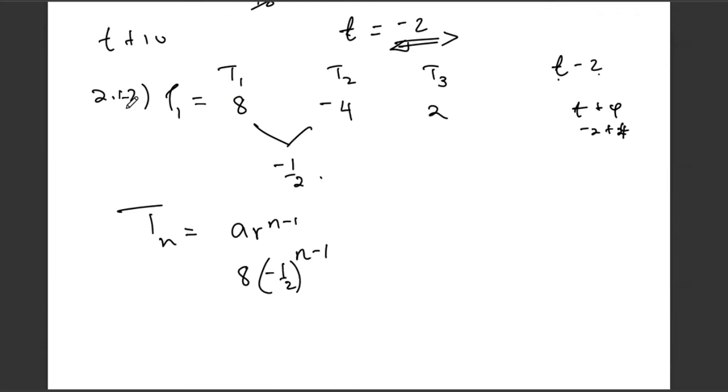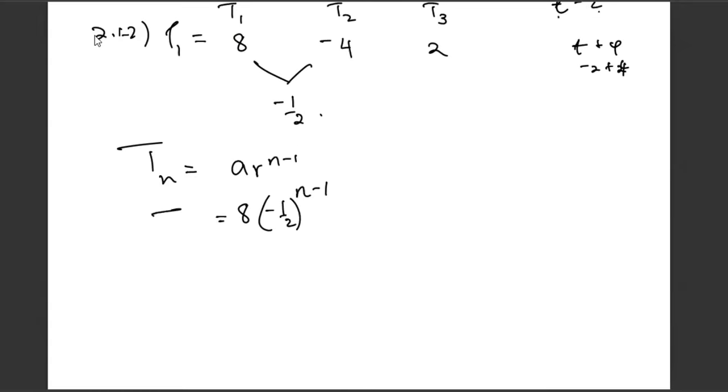Okay, that is still the Tn. But the question is interested in finding T25. So T25 is going to be 8 into negative 1 over 2 to the 25 minus 1, which becomes 24. Now, if ever we have a negative number being multiplied an even number of times, the answer will always end up being positive. What does that tell us?